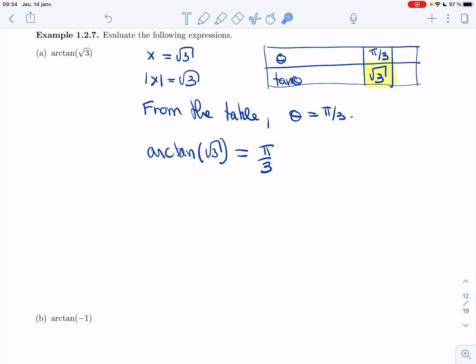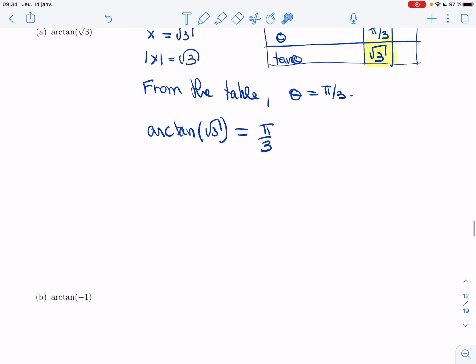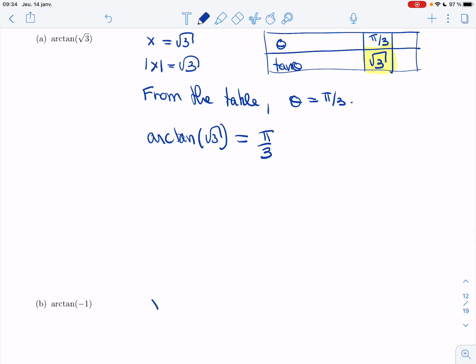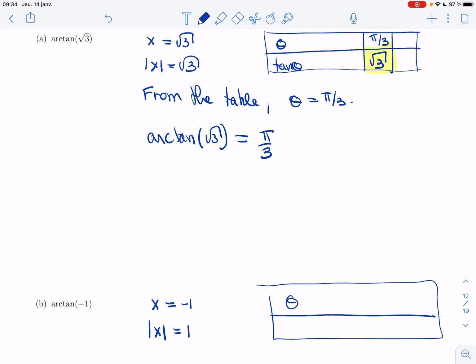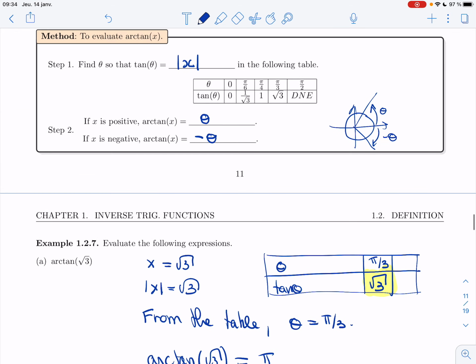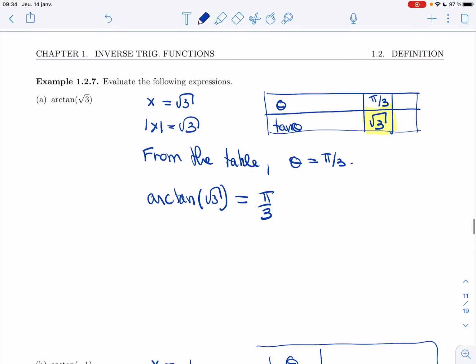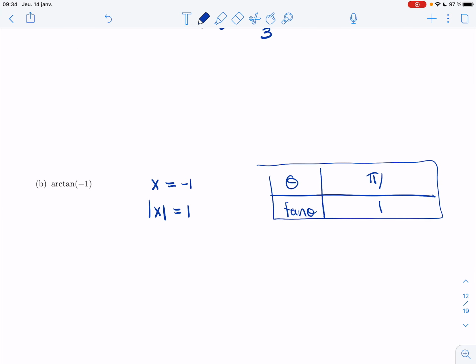Let's try one with a negative, just to show you the difference. Here, x is -1. I will look for its absolute value in the table. So I'm looking for 1. And if I go back, 1 is with pi on 4. So right above, I have pi on 4. So from the table, I get that theta is pi on 4.